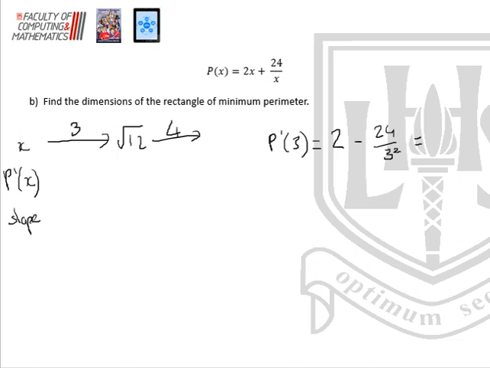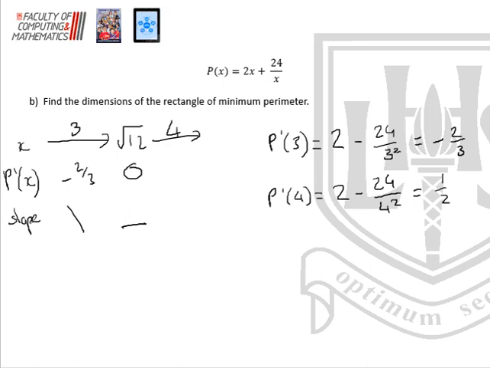Okay, which is minus 2/3. So there P'(3) is minus 2/3, so that's a negative. We know it's 0 at 12, so it's straight across. And then P'(4) is 2 minus 24 over 4 squared, which is 16, which makes that 3 over 2. So 2 take away 3 over 2 is a half, which makes that positive.